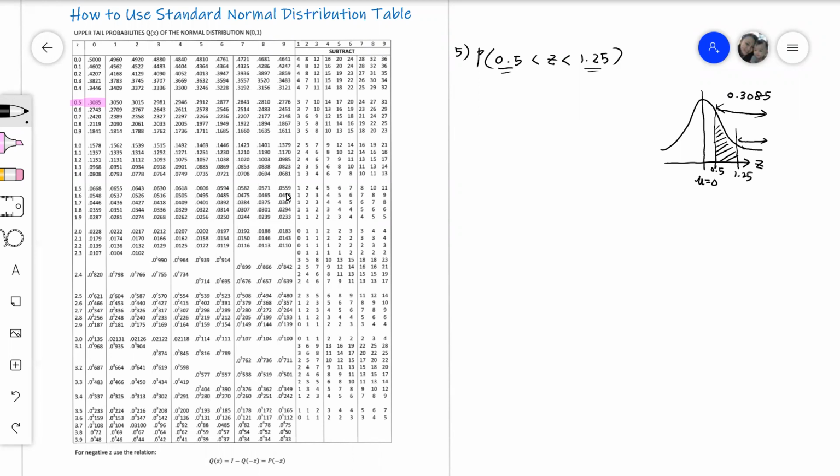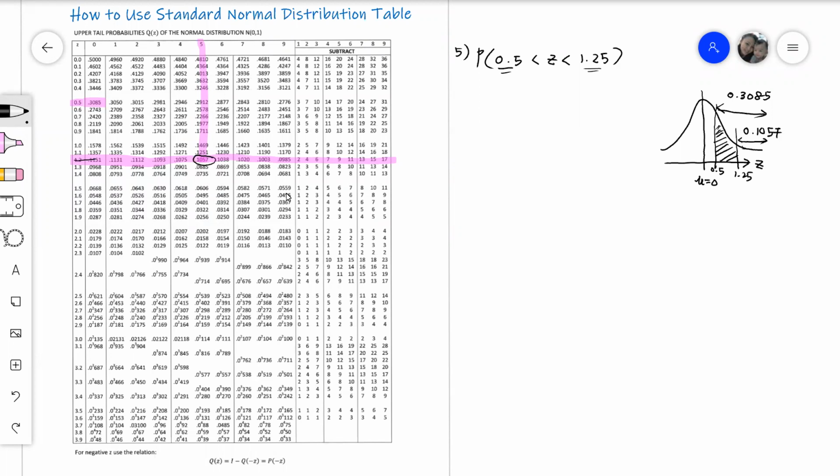What about 1.25? Let's look at 1.2, and 1.25 here. So let's take this value right away, which is 0.1057.